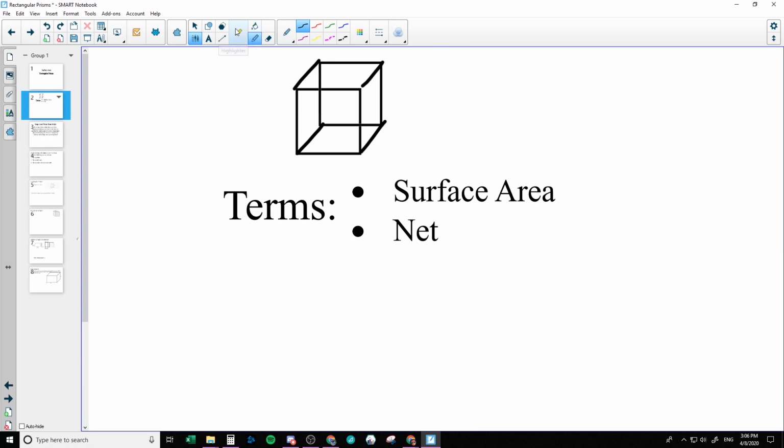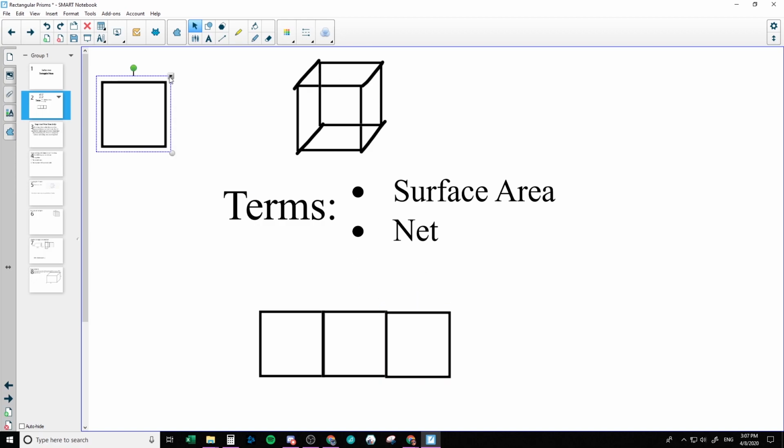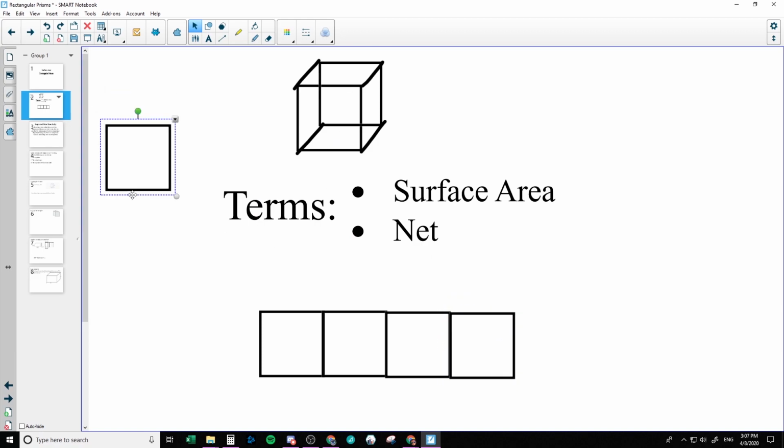Now, when we're talking about a net of a three-dimensional shape, this is what we're talking about. If we were to take this cube and lay it down flat, what we would get is this cube's net. So we end up with something that looks like this. There are four sides around, right? 1, 2, 3, and 4. And then I'm just missing the top and the bottom. So we'll just put those in here.